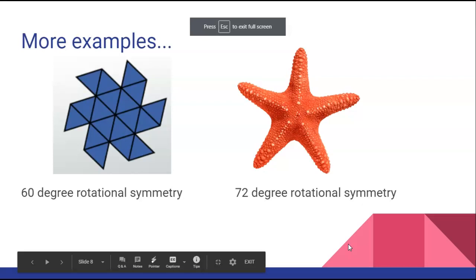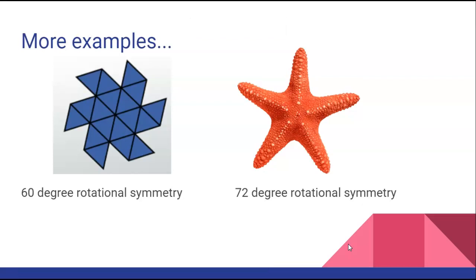All right, here are some more examples. The pattern on the left has 60-degree rotational symmetry. Okay, how did I figure that out? Well, I'm looking at what we'll call the star pattern that's jutting out at the ends there. There are 6 of them all the way around.